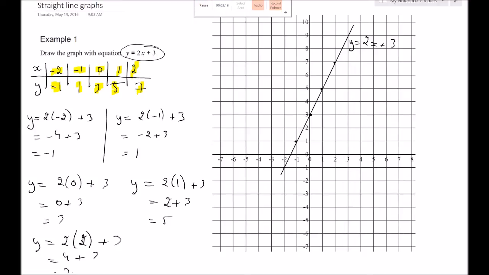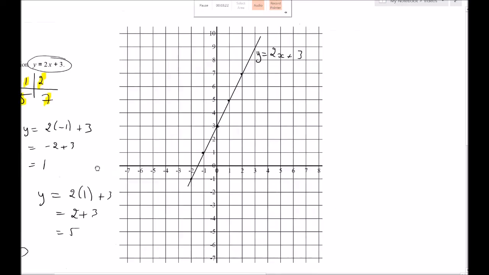Now, these equations always come in the form of y is equal to mx plus c, where m and c are both variables. And variables, that means they can have any kind of value you'd like. In the example that we have on my graph here, m is 2 and c is going to be 3.